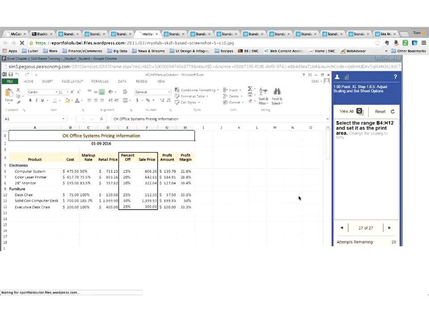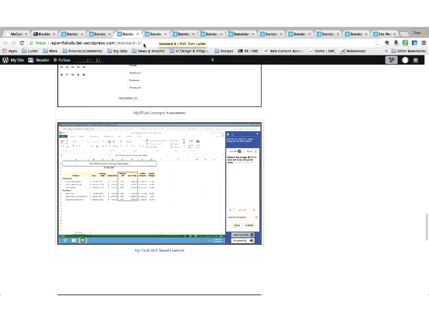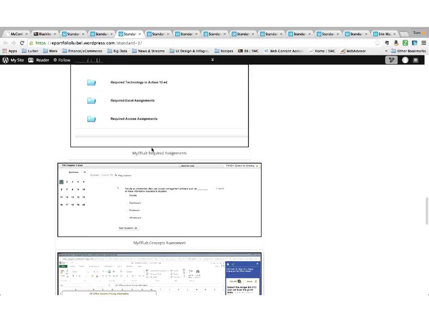In this skill-based assignment, it gives them both the learning aids and accessibility, also the instructions, and they can do this multiple times until they master it. Typically, in this case, there's 27 questions they'll go through. And I like to design it, kind of chunk it, so that they get the concepts, they get practice, and then they get the live application.